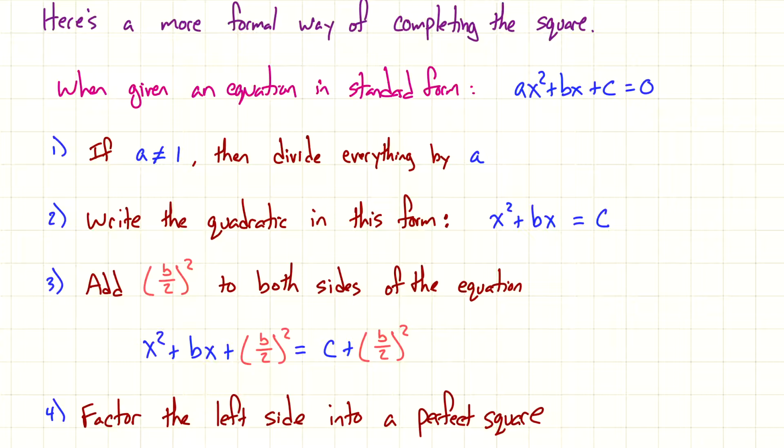So if for some reason a is not equal to 1, a lot of the equations we've been solving have a 1, or you don't see a number in front of the x squared, which means it's a 1. But if it happens to be some other number like a 2 or a 4, then you need to divide everything by that number. So if it was a 2 in front, then I would divide everything by 2.